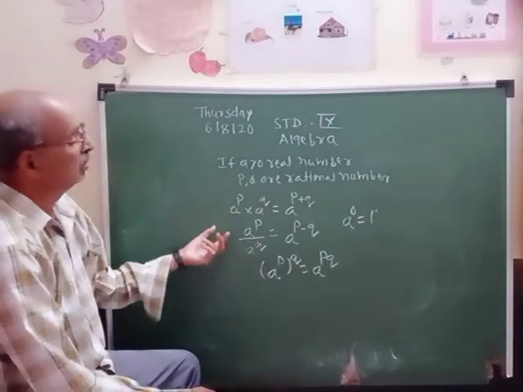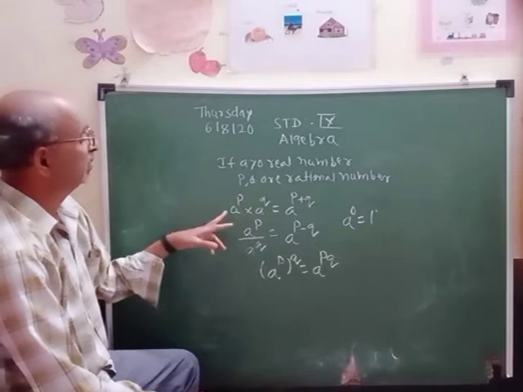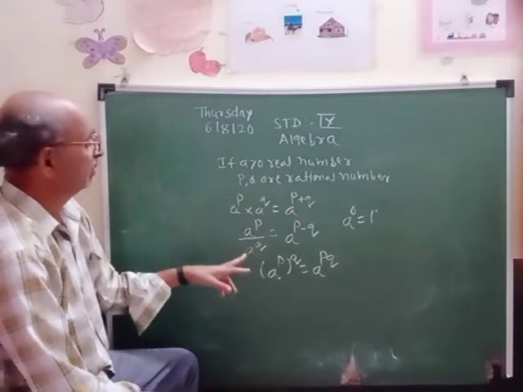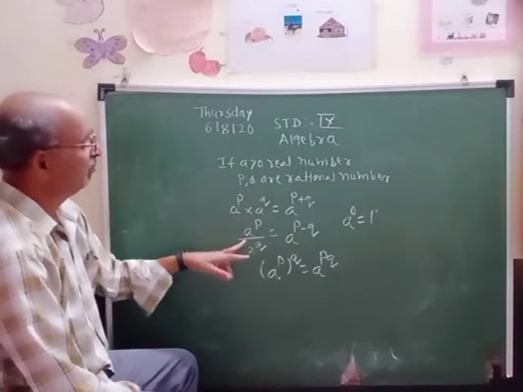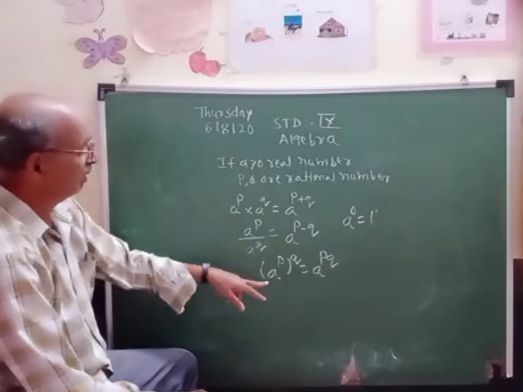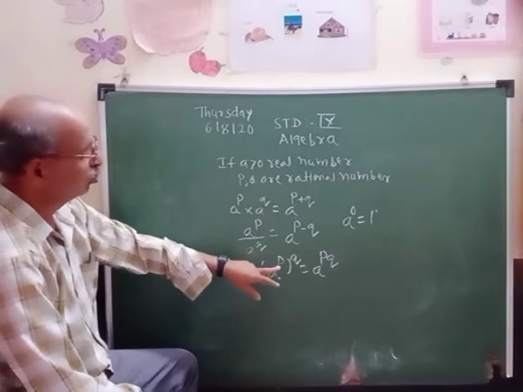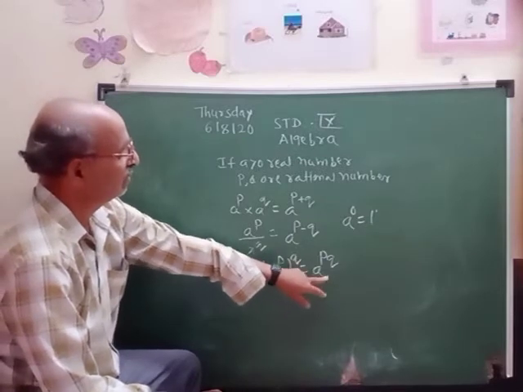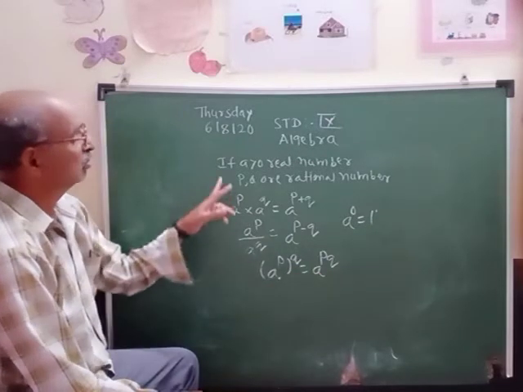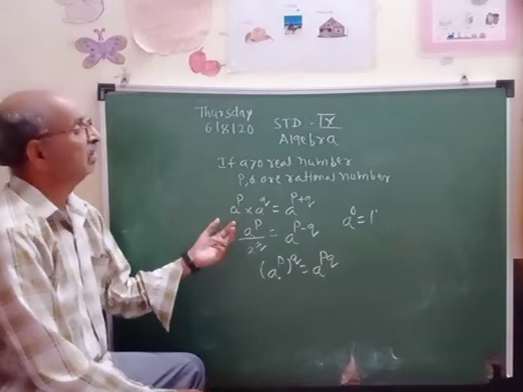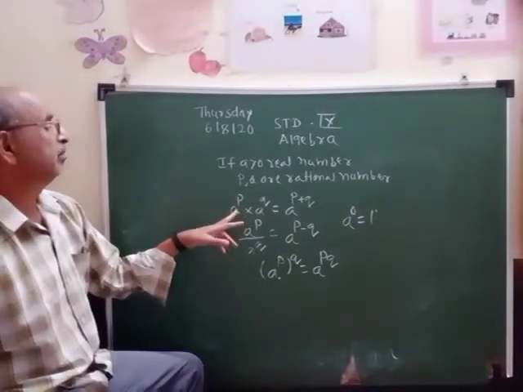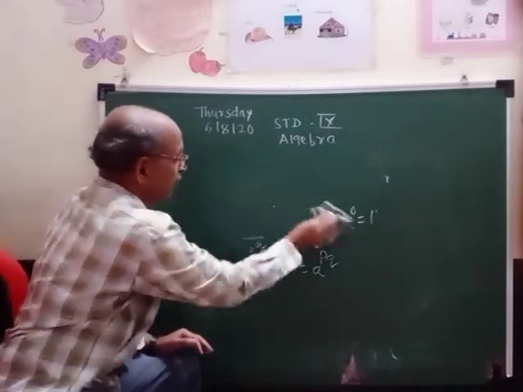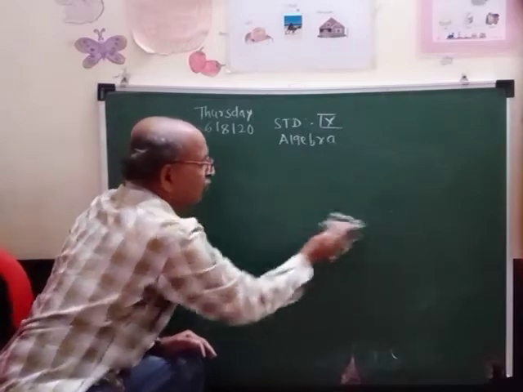All these rules you have studied in the 7th and 8th standard. The first rule is about multiplication: if the base is the same, indices are added. In division, indices are subtracted. In power of power, the two indices are multiplied to get the final index. These rules we use for solving the examples for rational or real numbers. Now we see the examples based on this.